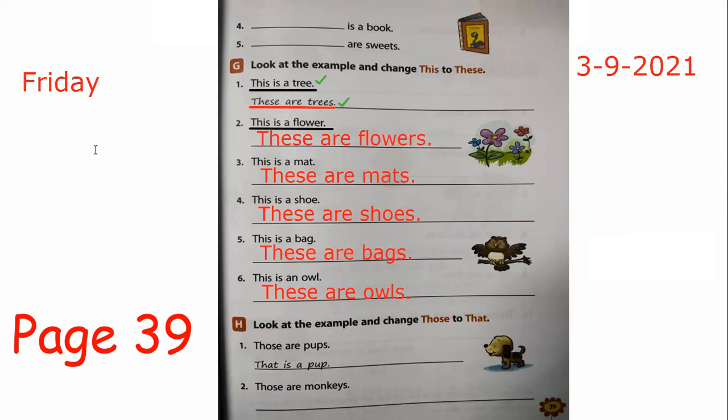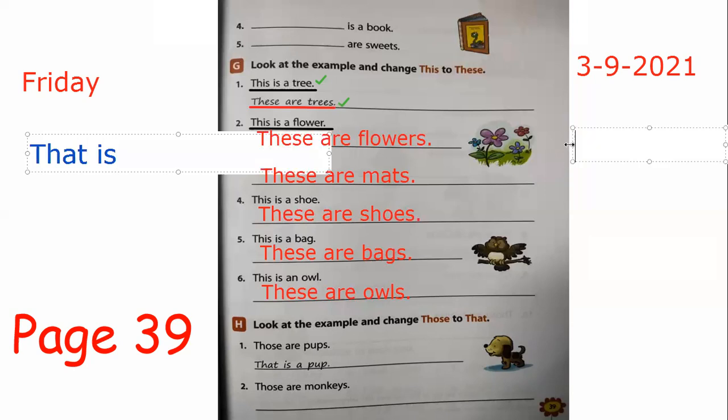Singular, correct. Okay, so we say that. Do we say that is or that are? That is. That is, very good. Okay, what about the next one? Those. Do we say those is or those are? Those are. Very good. Okay, that is and those are.